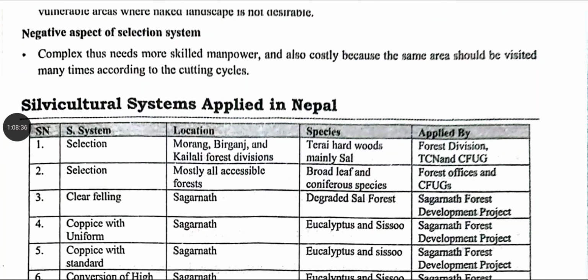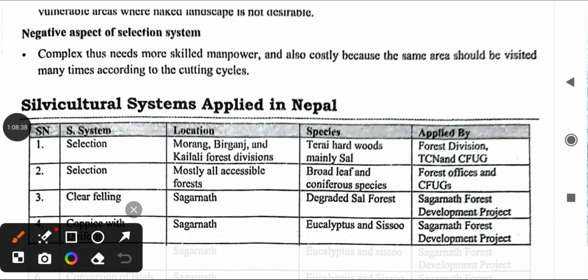Negative aspect of selection system: complex, thus needs more skilled manpower and also costly, because the same area should be visited many times according to the cutting cycle. Silviculture system applied in Nepal.